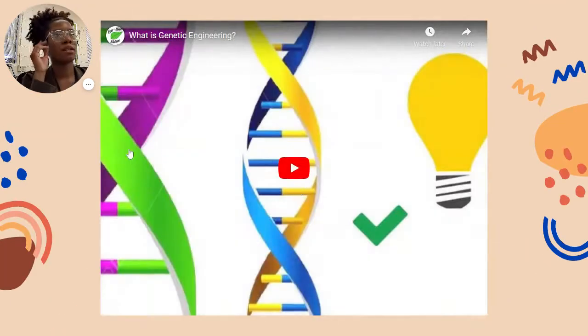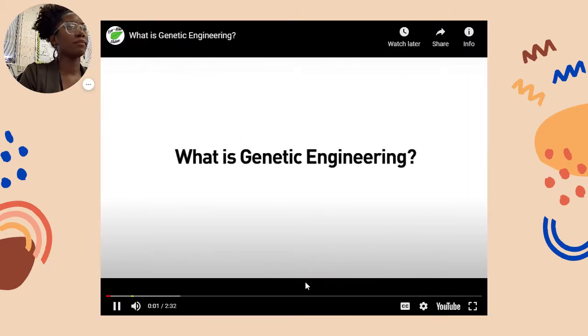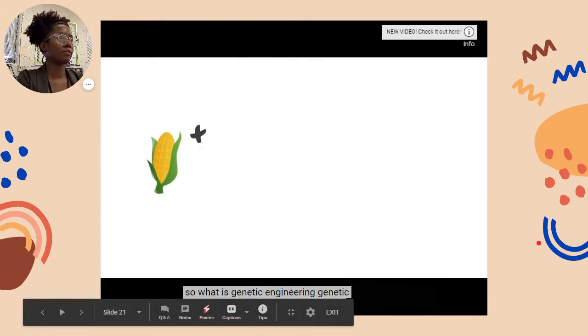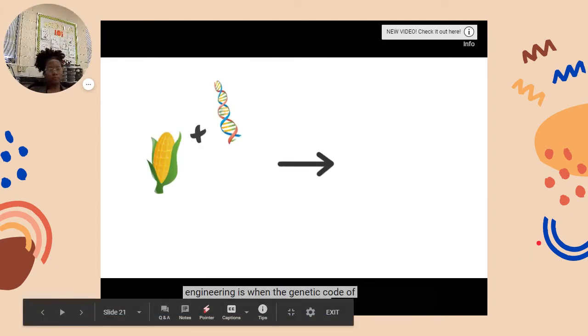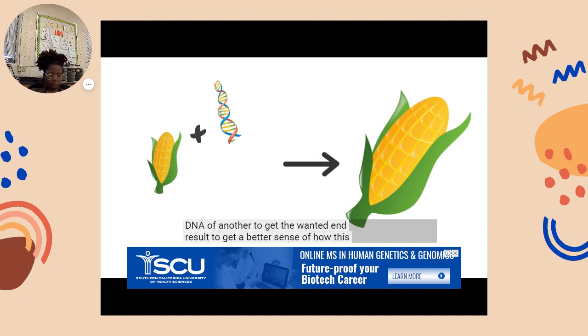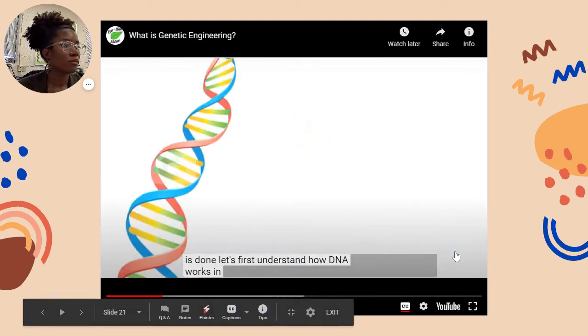Genetic engineering. So, what is genetic engineering? Genetic engineering is when the genetic code of an organism is altered to produce a desired trait. This is done by taking a gene from one and inserting it into the DNA of another to get the wanted end result. To get a better sense of how this is done, let's first understand how DNA works.